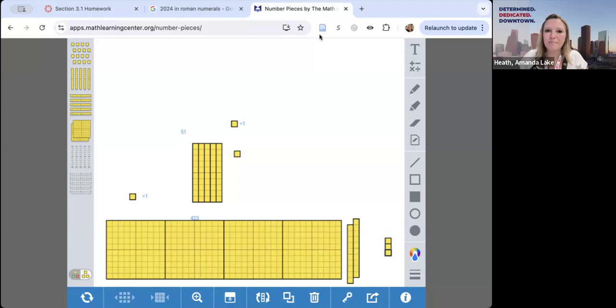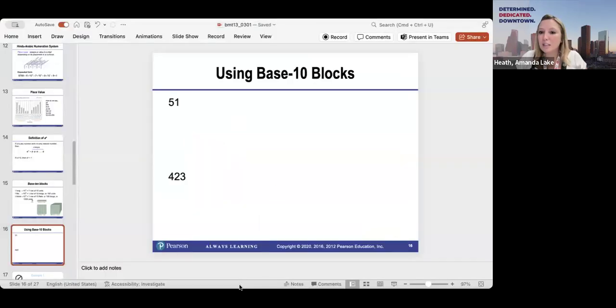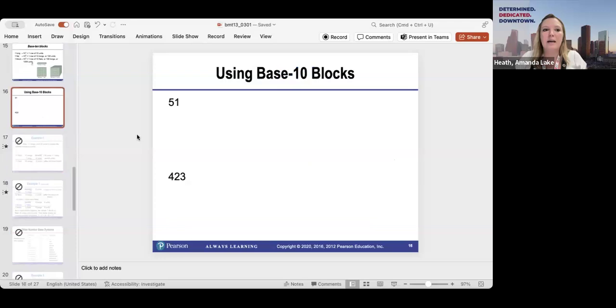Now I want to challenge you to think about how you could represent a number that's smaller than 1. Say if we had 5 and 1/10 or 42 and 3/10 instead of these numbers where the smallest value is a unit.